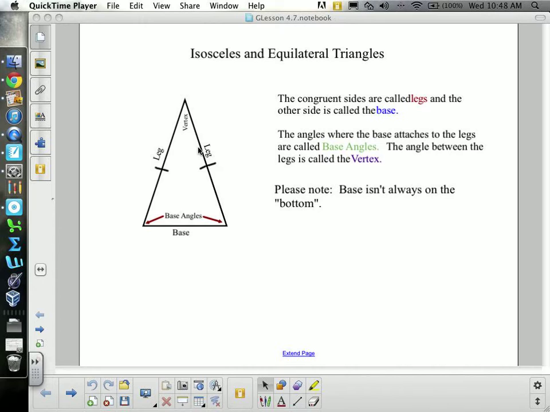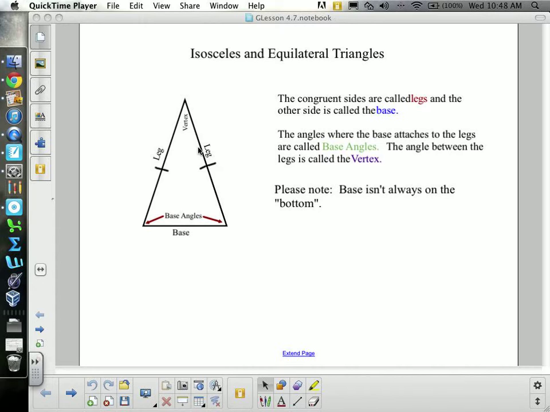So, when we have an isosceles triangle, the sides of the triangle are called legs. The angle that connects the two legs here is the vertex. The side that is not congruent is called the base, and the angles connecting the base with the legs are referred to as base angles.